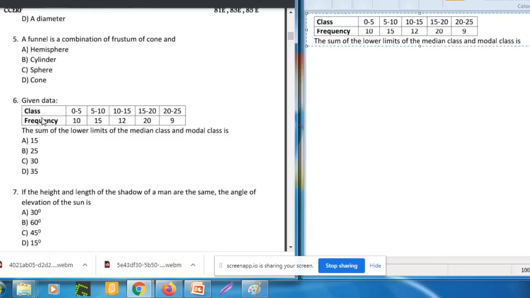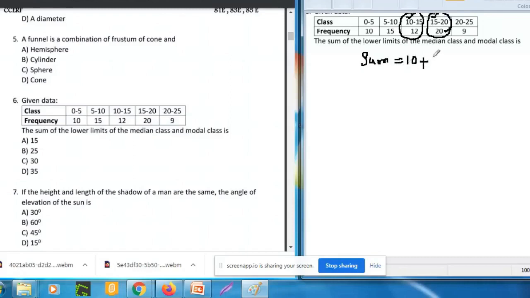Question: given the above data, we have to find the sum of the lower limits of the median class and modal class. If you see the right side of the screen, they have given the data. Here the median class lies between 10 to 15 and the modal class lies between 15 to 20, because the modal class is nothing but the class with the most repeated frequency. So the sum of lower limits: 10 is the lower limit for the median and 15 is the lower limit for the mode. So the sum of the lower limits of the median and mode will be 10 plus 15, which is 25. So the correct option here is B.